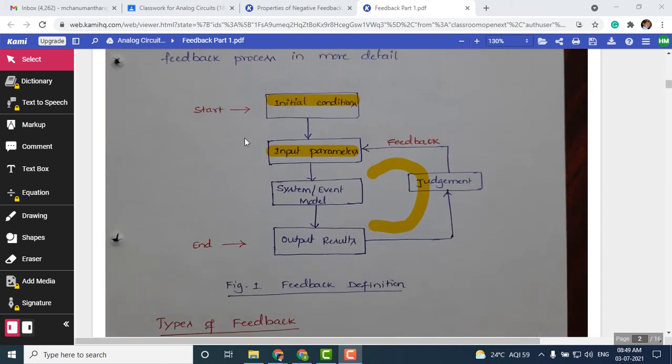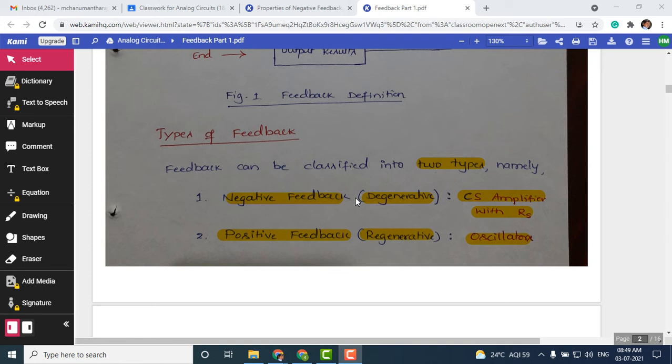Then an illustration of feedback definition through the flow chart. Following that, we covered types of feedback, namely negative feedback and positive feedback, and we gave examples under each of these categories. For negative feedback, the common source amplifier with RS is the best example, and for positive feedback, which is also called regenerative feedback, the examples are an oscillator and even multivibrators.